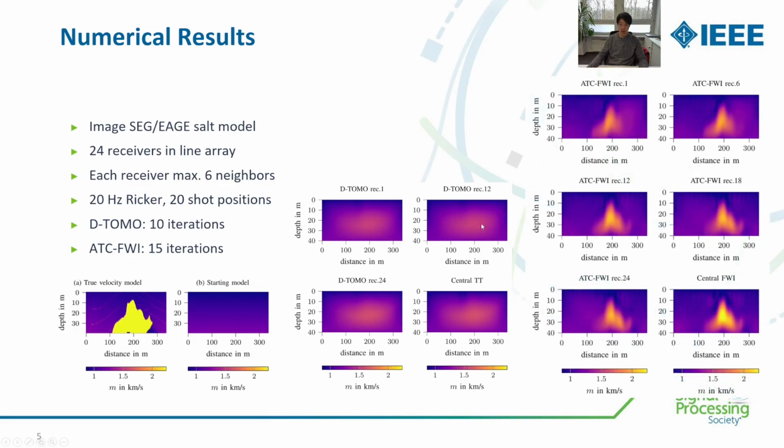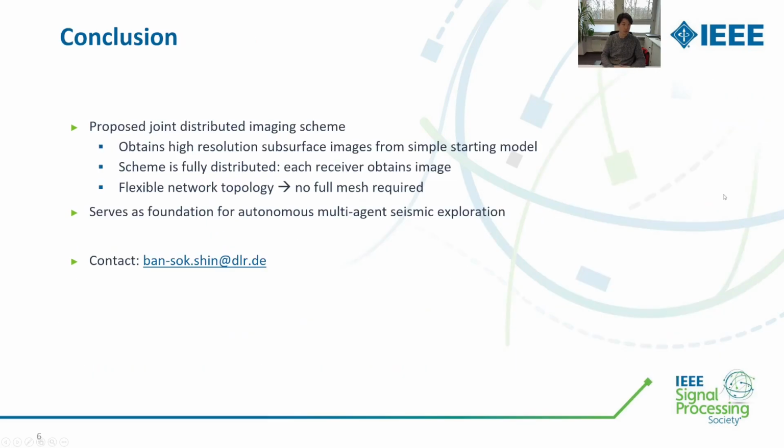Using these results, we can initialize ATC-FWI and then get these results at different receivers. You can also see that these coincide very well with the centralized result, but that they also slightly differ depending on which receiver we consider. So for example, receiver 1 here, you see that the right-hand side has a lower resolution or is less accurate compared to receiver 18, which sits in the center of the line array.